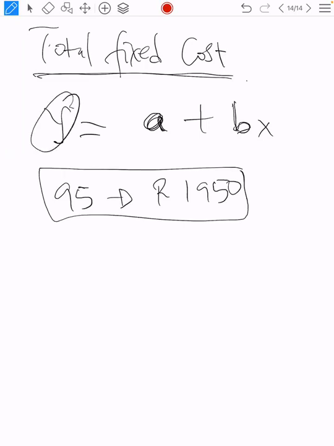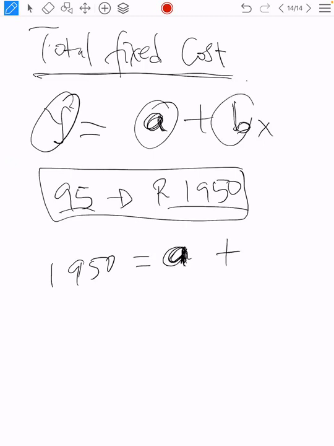Y is the total cost. So I'll use the total cost for producing 95 units and say 1950 is equal to A. It is our fixed cost, the one that I'm calculating. I don't know it yet. I'll put A like that, plus B is the variable cost per unit that we determined first, which is 10 rand. And X is the given level of output. In this case, 95.